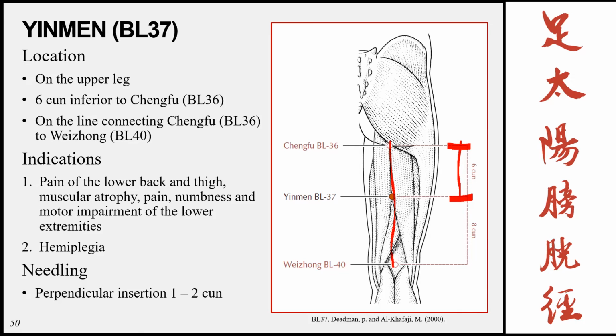Sorry, that must be a straight line. And then the indications for this point are all about its location. So it can be used for pain of the lower back and thigh, muscular atrophy, pain, numbness, and motor impairment of the lower extremities. It can also be used for hemiplegia. Needling, again, this is a large muscle, so it can be perpendicular 1 to 2 tsun.